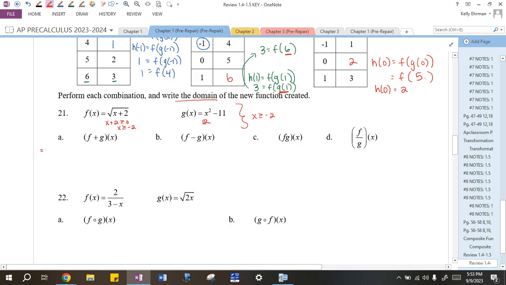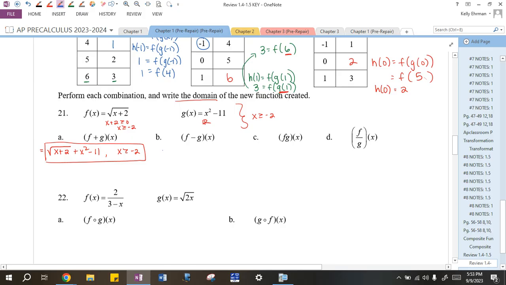Okay, so knowing that, f plus g will just be the square root of x plus 2 plus x squared minus 11, comma, x greater than or equal to negative 2. That's it. There's nothing you can do to simplify that any further. You can't combine any like terms.